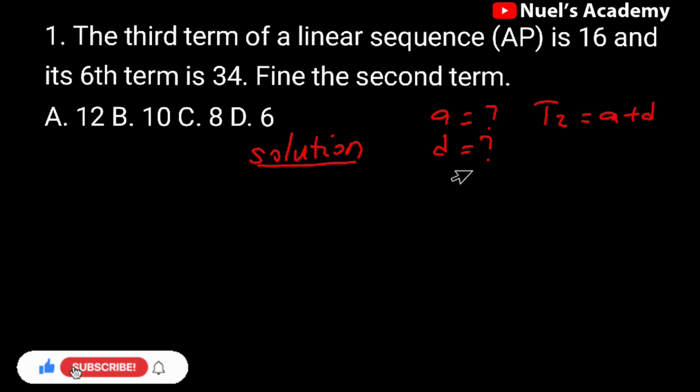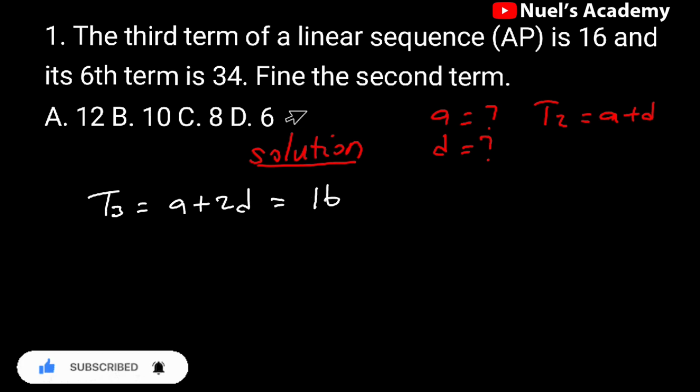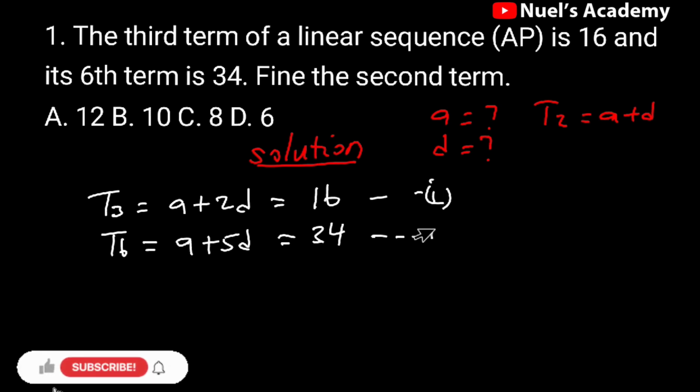So from this question, we'll find the value of A and D, which is the first term and the common difference. From the question, we're given that the third term of a linear sequence AP is 16. So the third term, T3, is equal to A plus 2D, and this is equal to 16. And then the sixth term is 34. So T6 is equal to A plus 5D, and this is equal to 34.